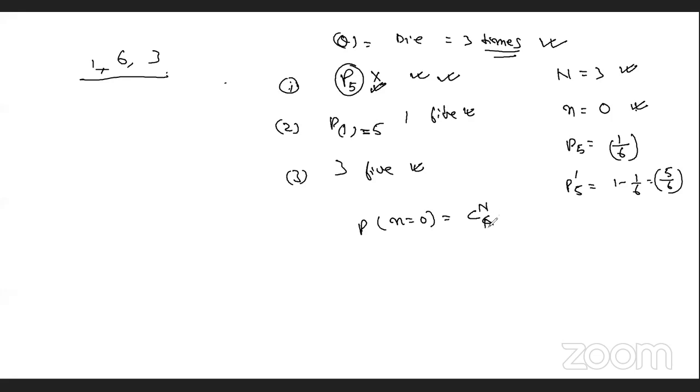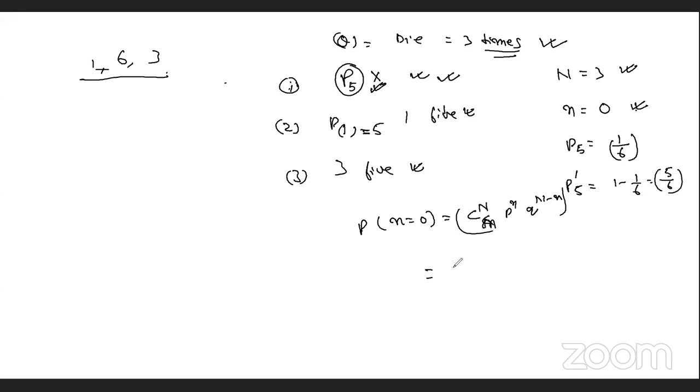So nCn, small n, probability of a total number of successes, which is nothing but small n, into the total number of, I can say, probability of a failure. This is the binomial distribution formula that we are going to get. So not an issue, it's completely fine.